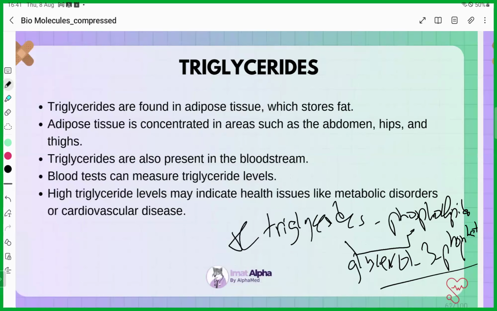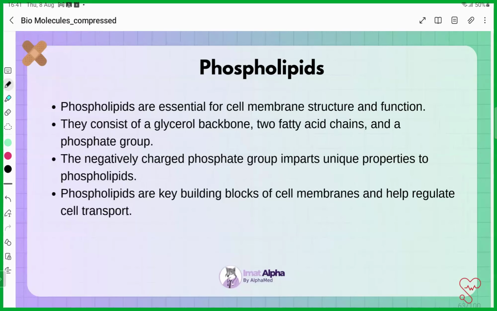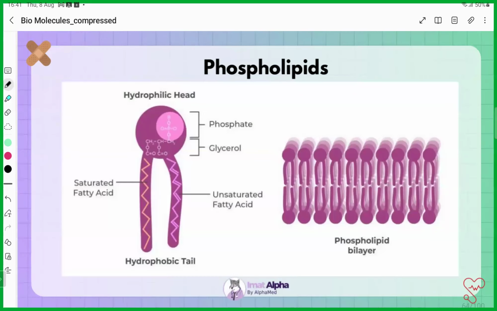Phospholipids are essential for cell membrane structure and function. They consist of a glycerol backbone, two fatty acid chains, and a phosphate group. The negatively charged phosphate group imparts unique properties to phospholipids. Phospholipids are key building blocks of cell membranes and help regulate cell transport. This is the shape of the phospholipid molecule.